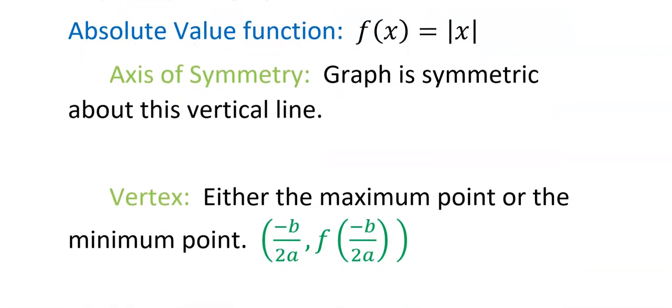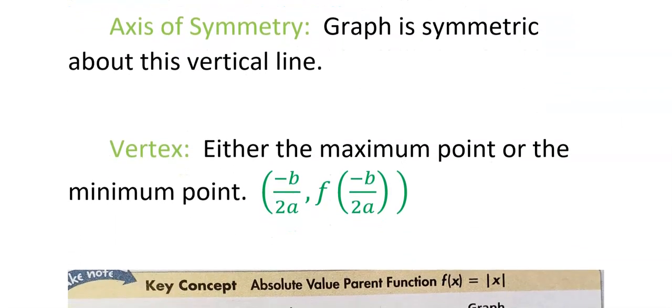First of all, the axis of symmetry. The graph is symmetric about this vertical line. So there's going to be a vertical line that if you fold it in half would be the same on either side. We'll be able to identify that.